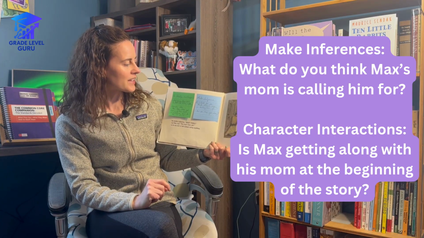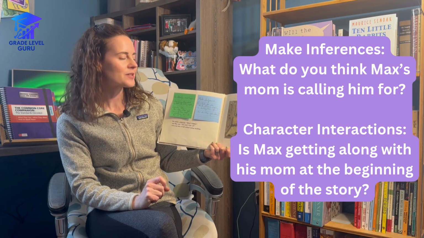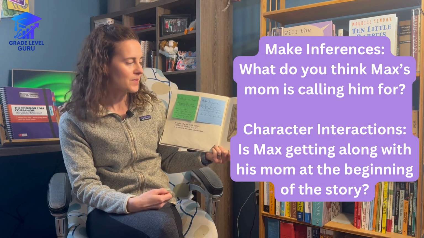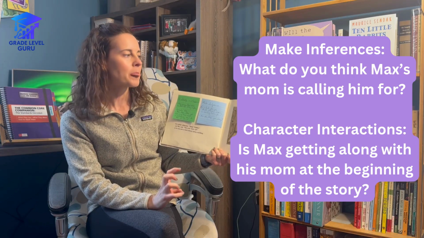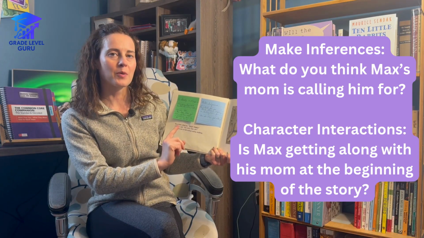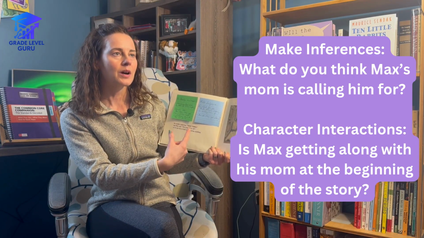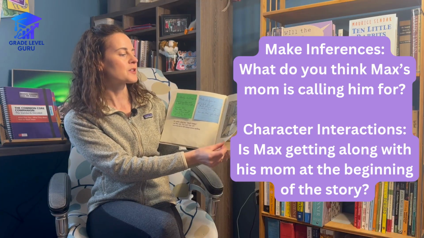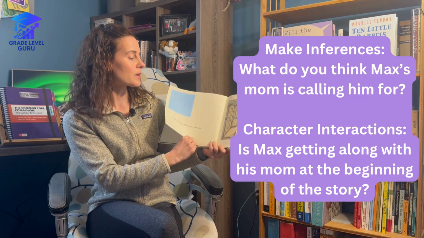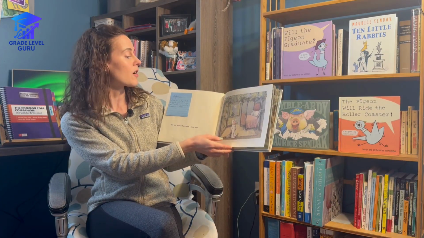Also, a good question here about character relationships is to notice how Max is getting along with his mom. He's got a grumpy face on, like they are not really getting along right now. Their relationship is very important because at the end of the book, it's going to completely change. So make sure your first and second grader is picking up on the fact that at the beginning of the book, Max is not really getting along with his mom.